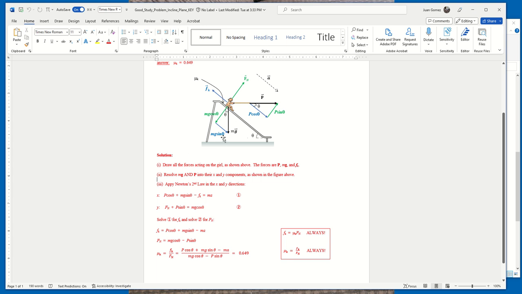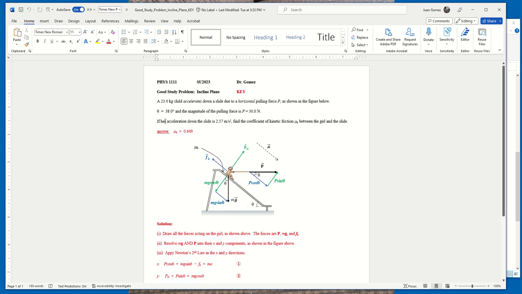Remember, in the x direction, P cosine theta and mg sine theta are positive. Fk is negative, and the acceleration is obviously positive, and the acceleration is not 0. So the sum of the forces in the x direction: P cosine theta and mg sine theta are positive, fk is negative. So this term right here, that's the sum of the forces: P cosine theta plus mg sine theta minus fk. Because again, just look here. P cosine theta is positive, mg sine theta is positive, fk is negative. Remember, the sum of the forces must equal m times a.